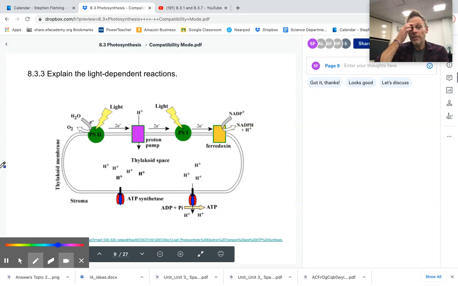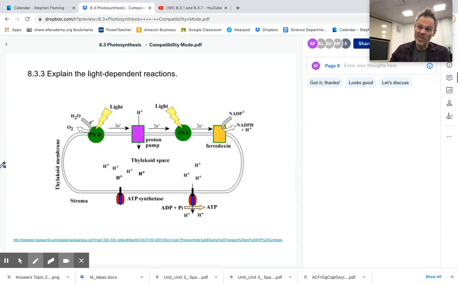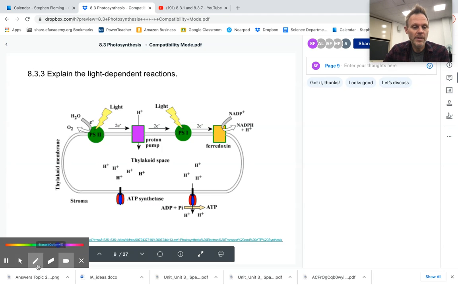Okay, 8.33 wants us to give some more details about the LDR, the light dependent reaction. So we are looking at one thylakoid here. In this image, I just want you to remember we talked about the granum is a stack of thylakoids. So one of these is this, okay? What we have here when we're explaining this is a couple things that we need to talk about.